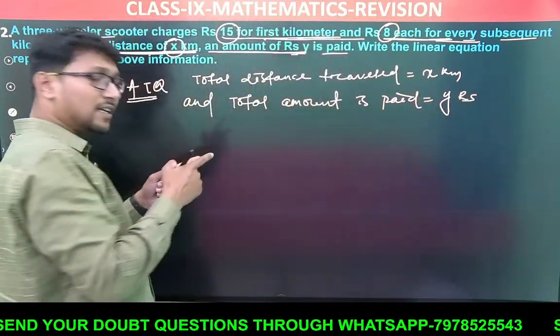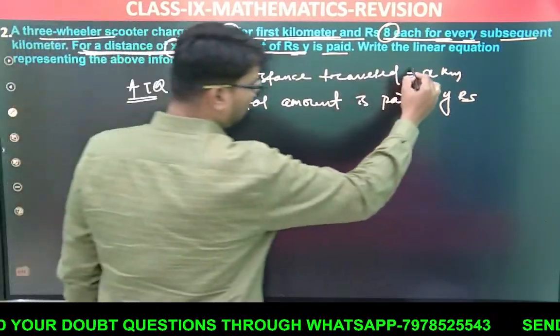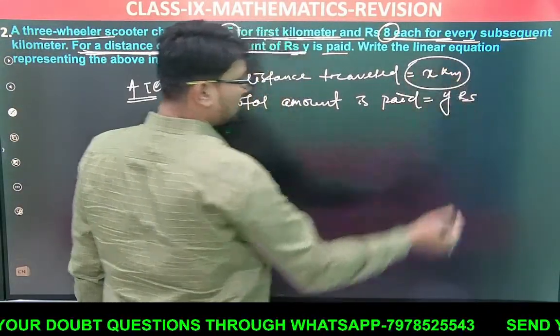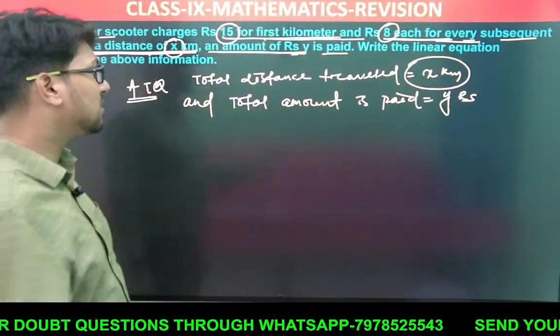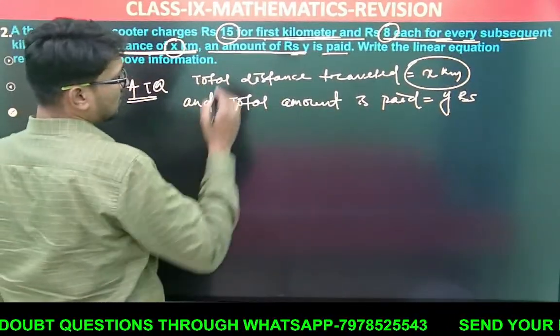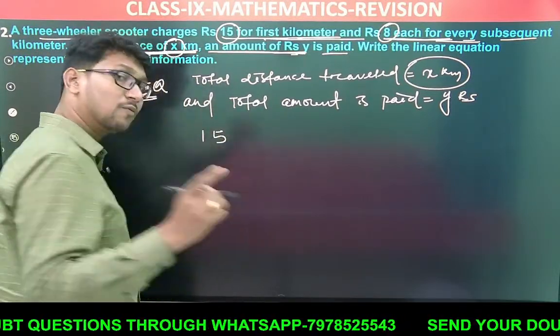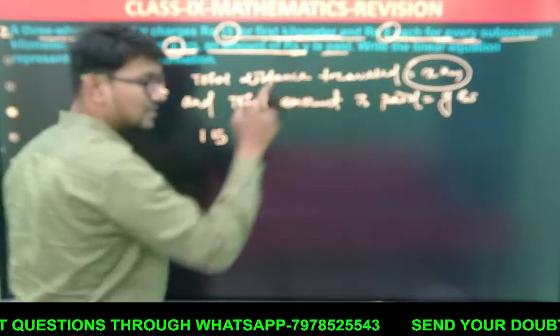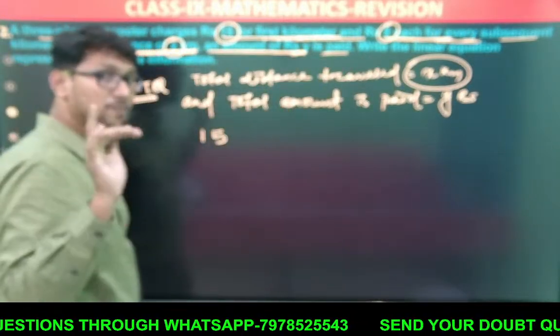We have to write the situation in an equation. If a passenger has traveled x kilometers in total, how much does he have to pay according to the question? Check: he has to pay 15 rupees for the first kilometer. He traveled x kilometers in total. Out of x kilometers, how much does he have to pay? 15 rupees for the first kilometer.